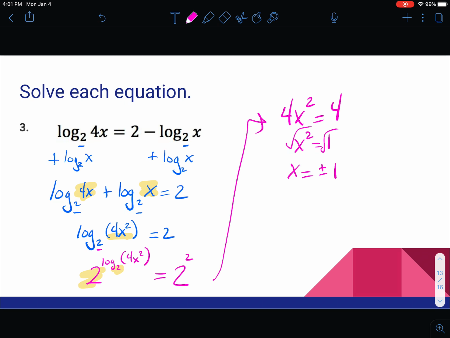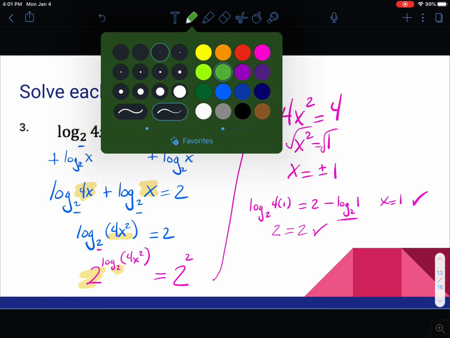So if I put in a positive 1, log base 2 of 4 times 1 equals 2 minus log base 2 of 1. Okay, so log base 2 of 4, that's going to give me 2. This is going to actually give me 0, so 2 take away 0 is 2. So that works fine. Now, this is for trying x equals 1. That works fine. Let's try x equals negative 1.